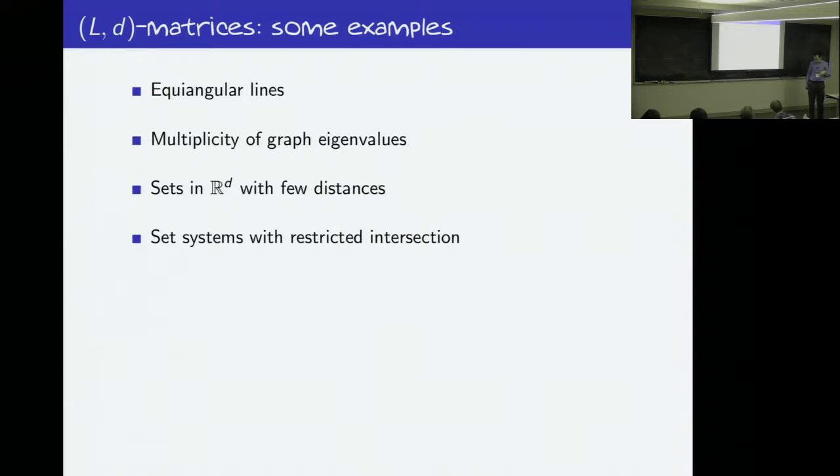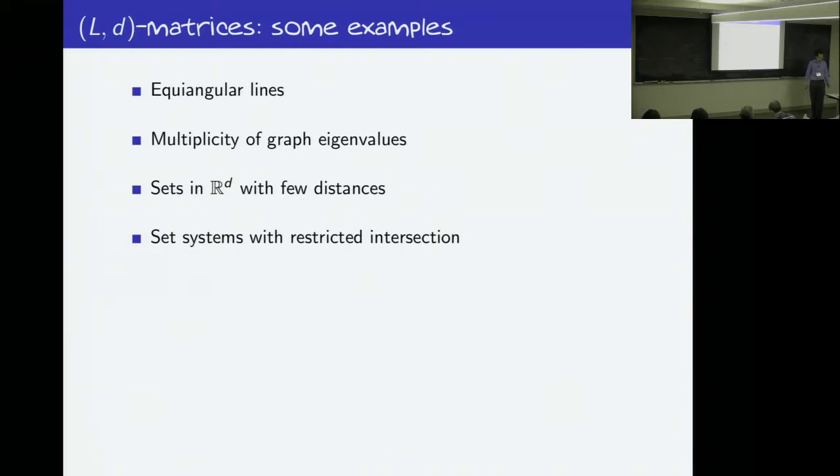Let me mention a couple more examples. We saw equiangular lines, multiplicity of graph eigenvalues. For example, if you look at sets in Euclidean space with few distinct distances, really few, like say 2 distances or 3 distances, that can naturally be cast into this framework. I will not explain how, but it can be.